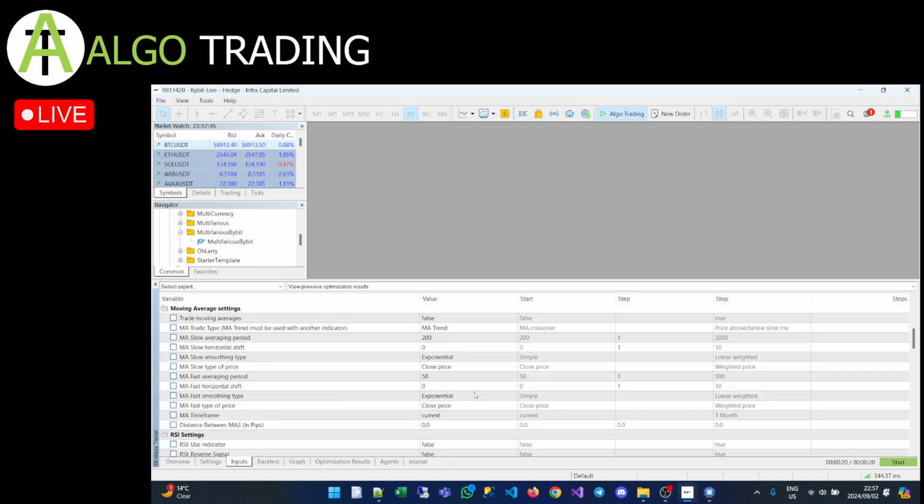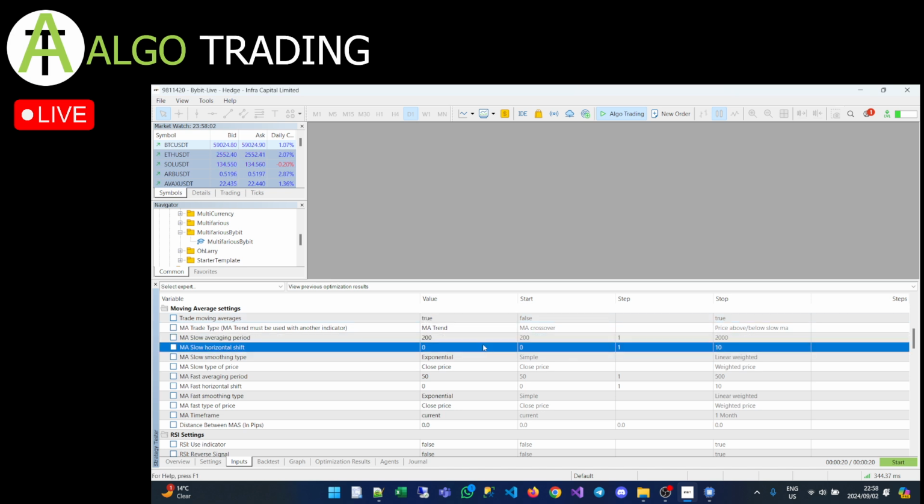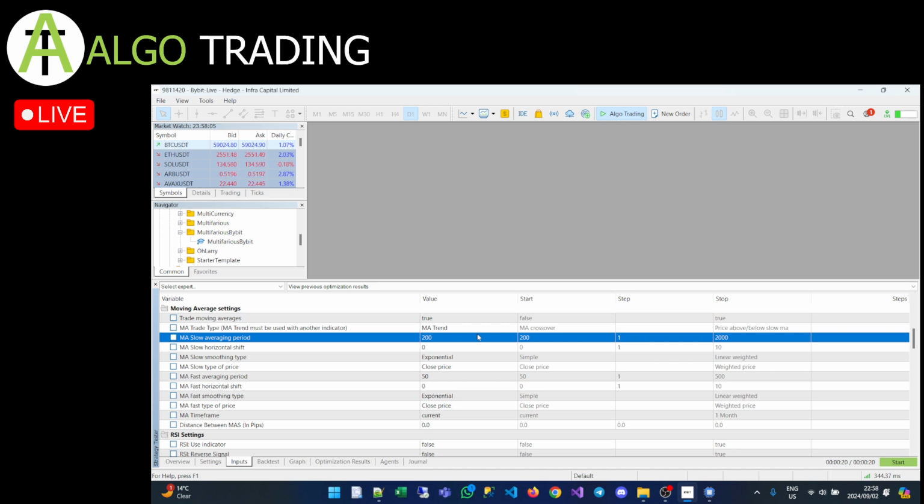So what I'm going to build now is a moving average crossover. In trading terms, it's called the death cross or the golden cross. It's when your slow moving average crosses over your fast moving average. So I'm going to set this to true, because I'm only going to be using the moving average. So here's a perfect example of understanding backtests, because if you don't know that you've got a starting point, a step point, and a stopping point, you would run this, and you'll run your backtest, you'll run your optimization.